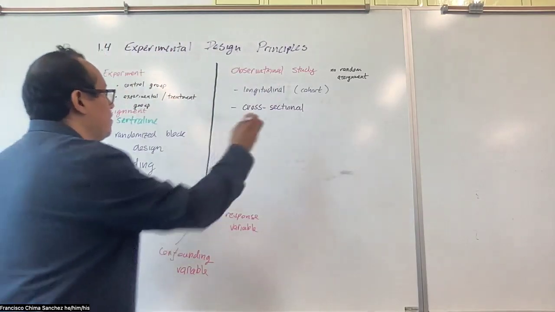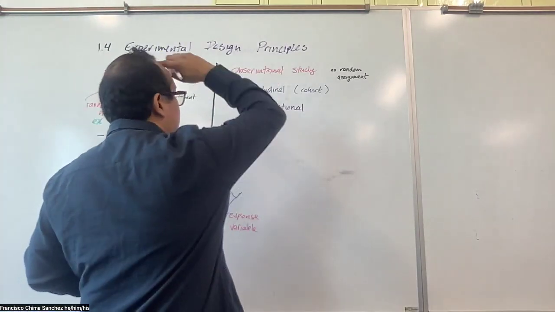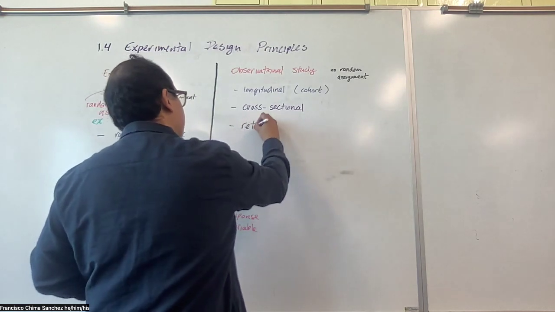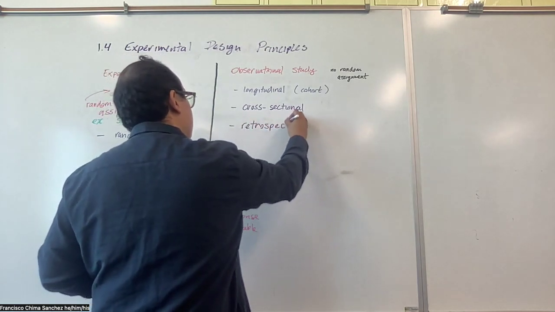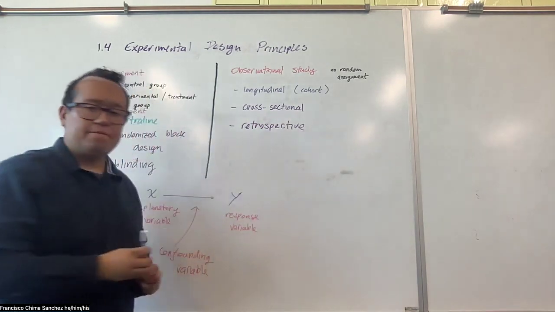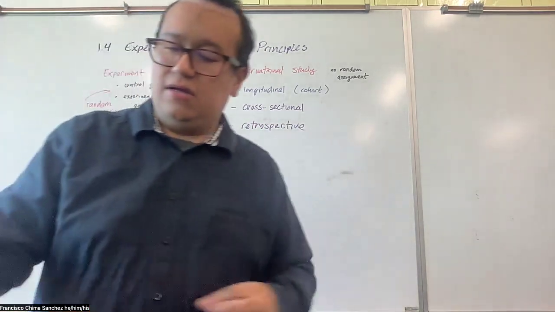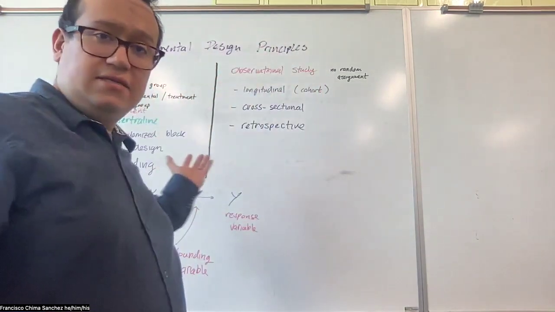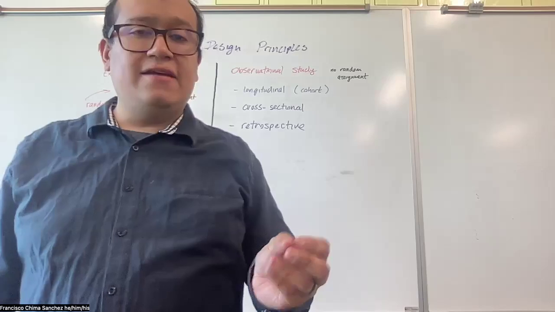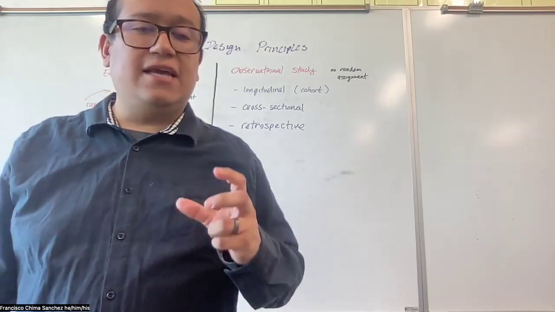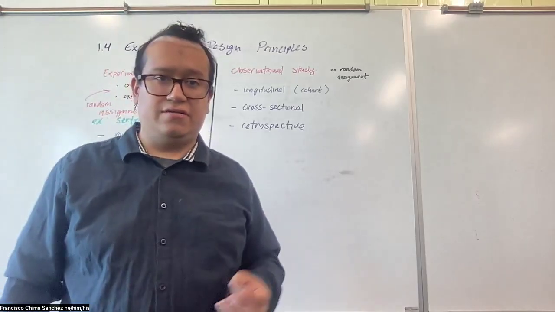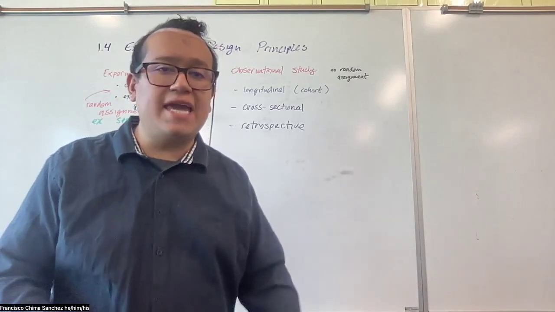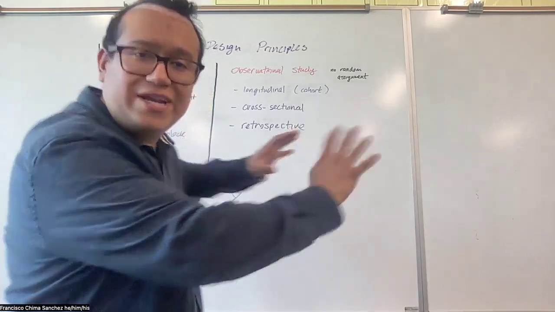The last kind is what we call a retrospective study. And this is where we are collecting data from the past. And the difference here is that it's not that we don't want to change or to affect who's in the control and who's in the treatment group. It's that we physically can't because all these things already happened in the past.